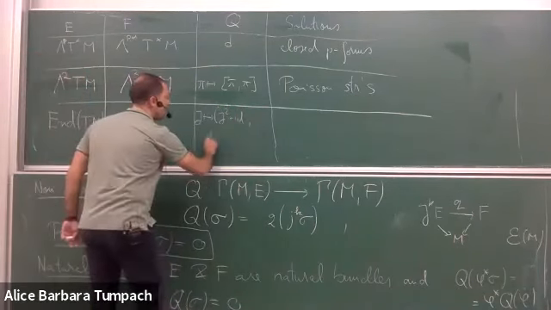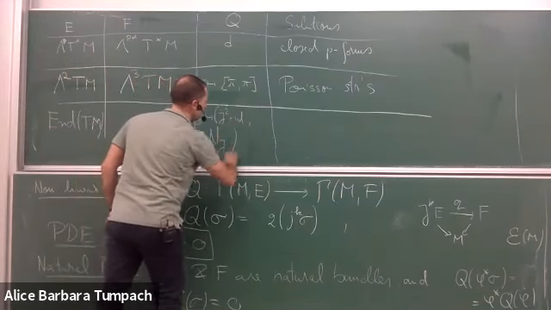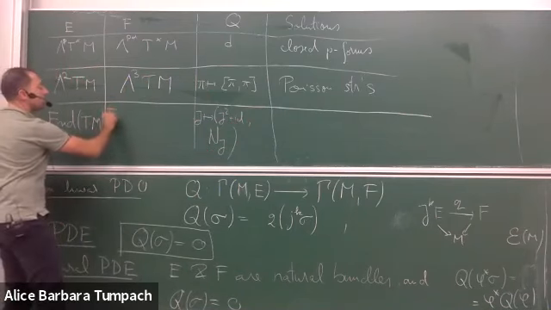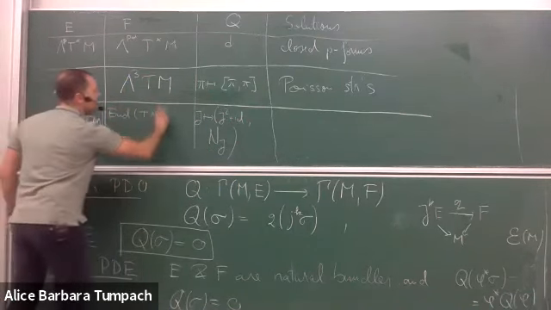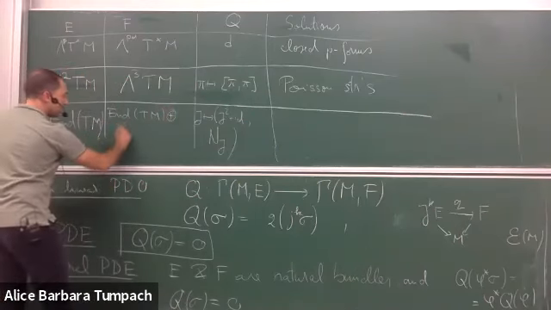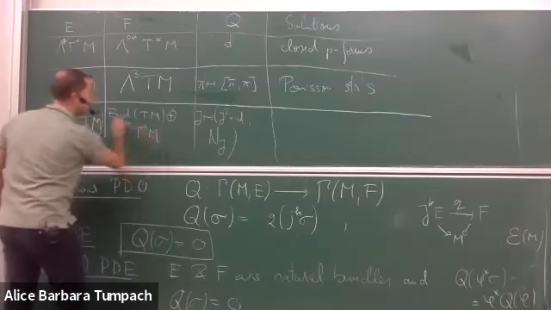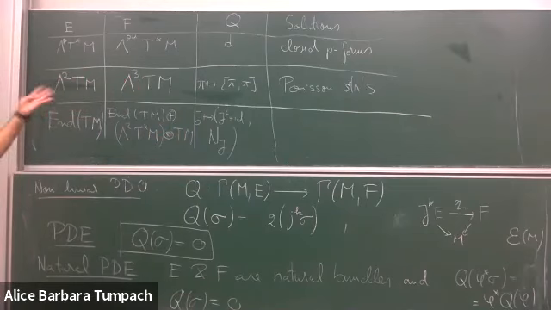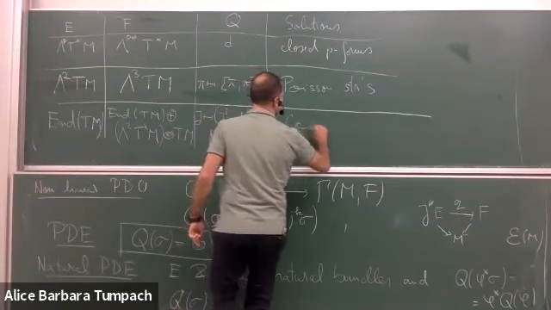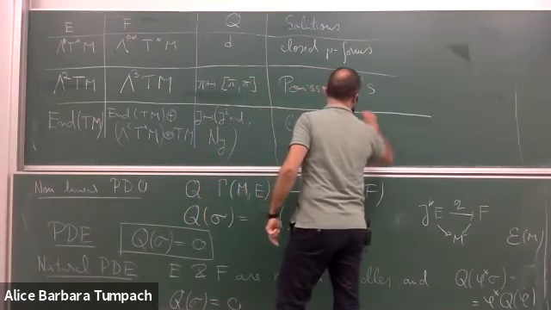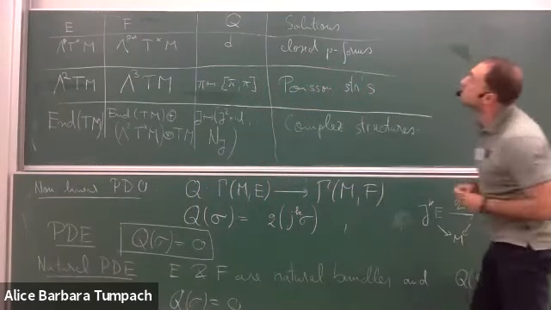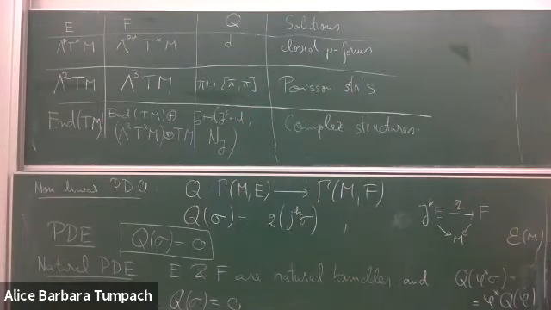And the Nijenhuis torsion of J, you want to be 0. I'm not going to write a formula for this, but this is the Nijenhuis torsion. And this maps to these two parts, one is again an endomorphism of TM, and the other one is the Nijenhuis torsion, I think it's wedge 2 of T star M tensor TM. Okay, and then the solutions are complex structures. Is everything clear so far?